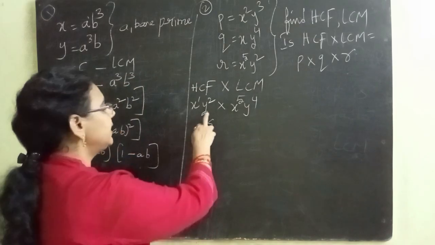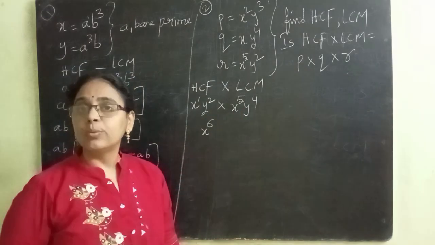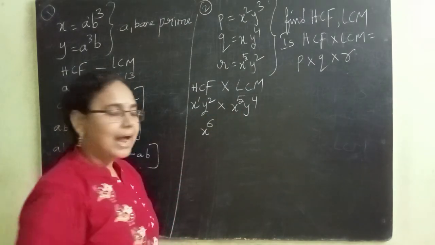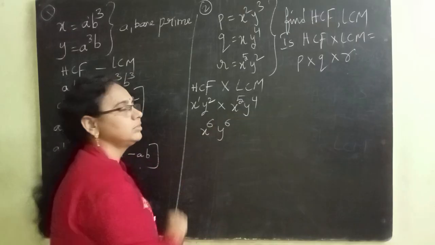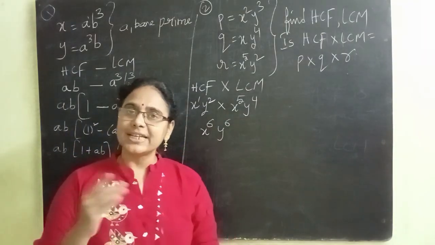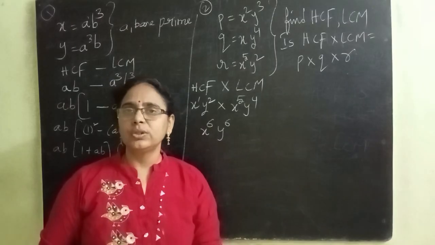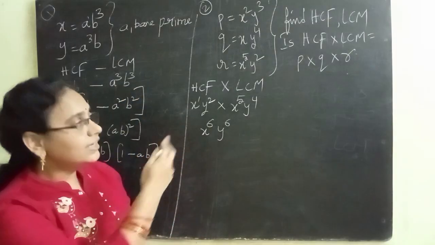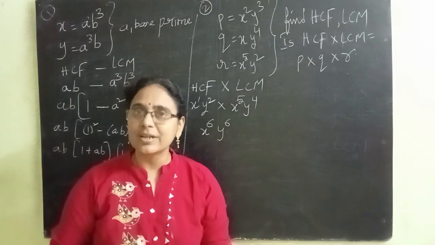Come to y's. y square into y to the power of 4. Bases are the same in multiplication, add the exponents, so y to the power of 6. So you got the product of LCM and HCF as x to the power of 6, y to the power of 6. Now you have to check it, the product of the numbers. Will you get the same answer or not?